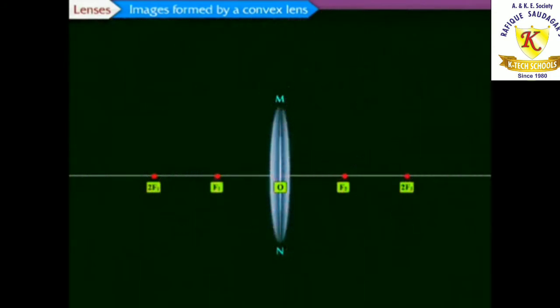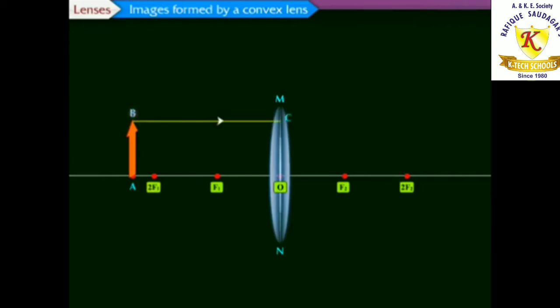So children, let us learn now. This is a convex lens MN with an optical center O and foci F1 and F2. An object AB is placed beyond the point 2F1.